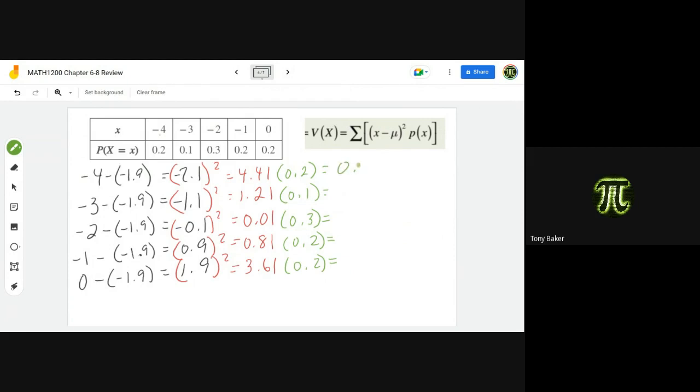So I got 0.882, 0.121, 0.03, 0.162, 0.722. Now we're going to add them up. That's the number we're going to add up.